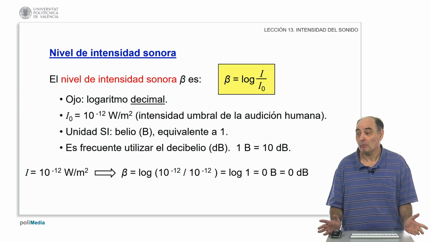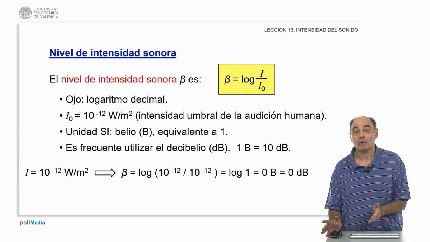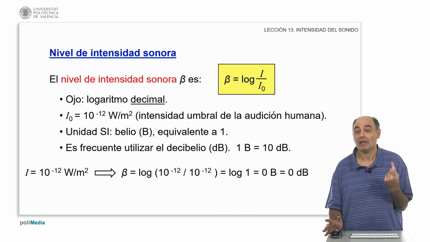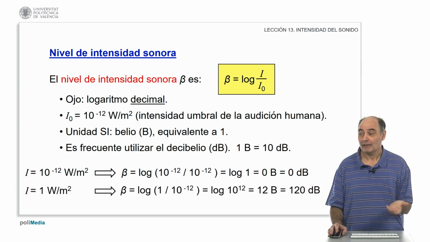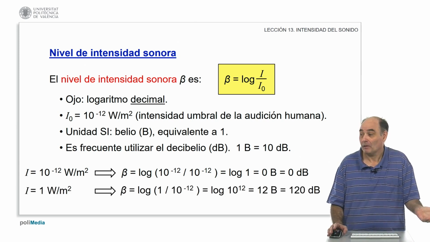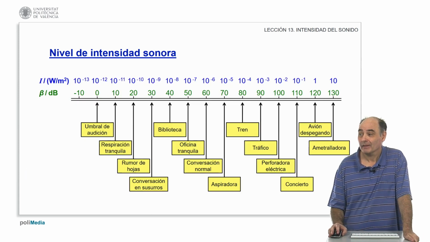For example, with 10 to the minus 12, I am left with the logarithm of 1, which we know is 0. That is to say, with this reference, we start hearing precisely at what we call 0 decibels. If we do the calculation with a calculator or a spreadsheet, we get 12 Bels, that is 120 decibels. That is the pain threshold on this logarithmic scale.